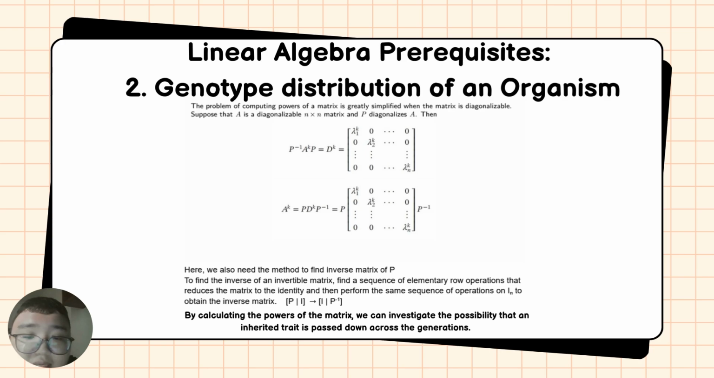We reduce P by using elementary row operations into the identity matrix. At the same time, we also reduce the identity matrix to the inverse of P. So by calculating the power of the matrix, we can investigate the probability that an inherited trait is passed down across the generations.